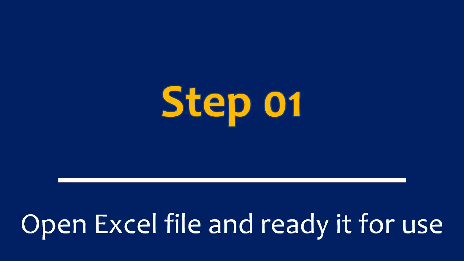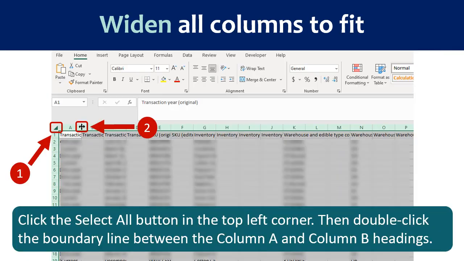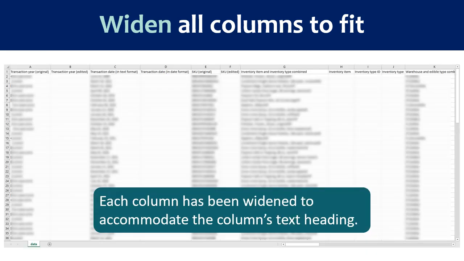In this step, we will be opening the Excel file and widening the columns in it to fit the data. We are getting the file ready for use. Let's start by opening the Excel data file provided. Next, we will widen all the columns to fit. Click the Select All button in the top left corner, then double-click the boundary line between the column A and column B headings. Your cursor will appear as a crosshair. Each column has now been widened to accommodate the column's text heading.